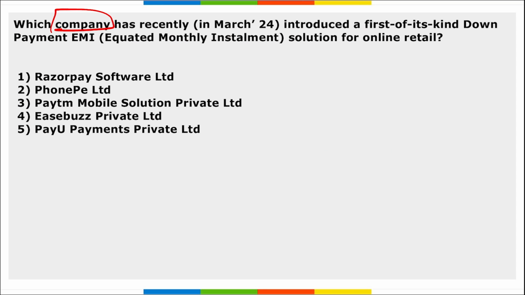Next, which company has recently introduced the first of its kind down payment EMI solution for online retail? So which is that company that has recently introduced the first of its kind down payment EMI solution for online retail? It is PayU Payments Private Limited. Correct? And this replicates the flexibility and convenience of the down payment options that are available for offline EMIs.